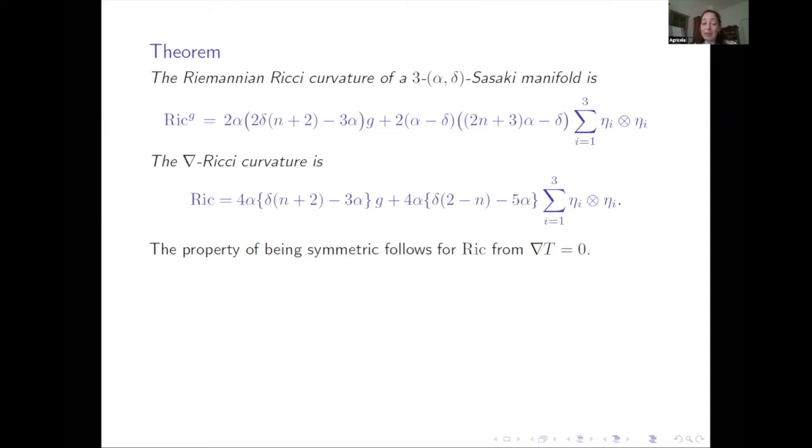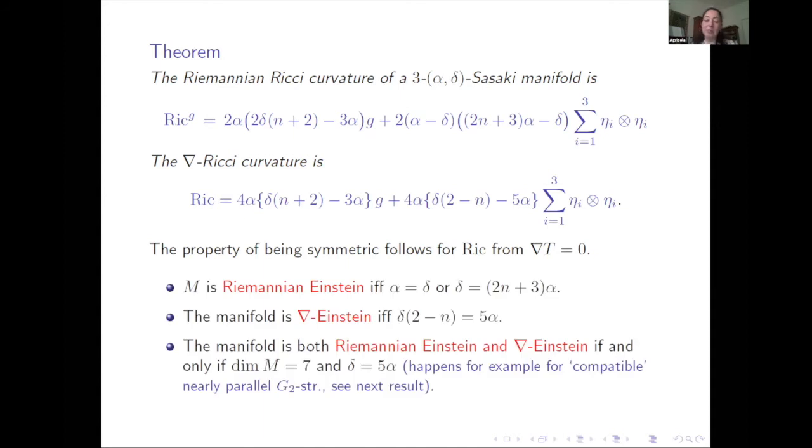In fact, for example, one sees immediately that this Ricci tensor for the Navier-Ricci connection is symmetric, which is in fact a condition which follows from the torsion being parallel, because for metric connections which have torsion, the Ricci curvature is in general not a symmetric tensor. And now looking at the constants, you can ask when is it Einstein, Navier-Einstein.